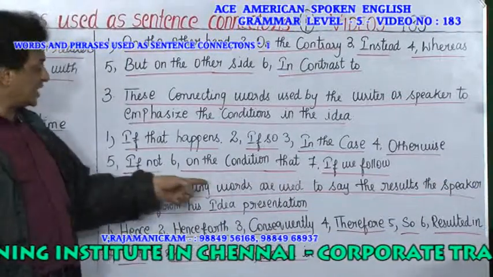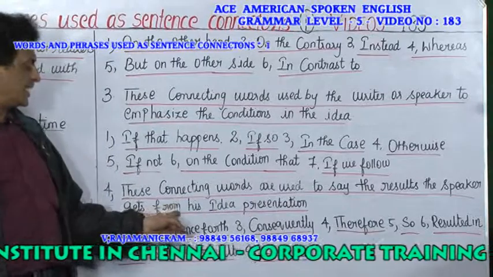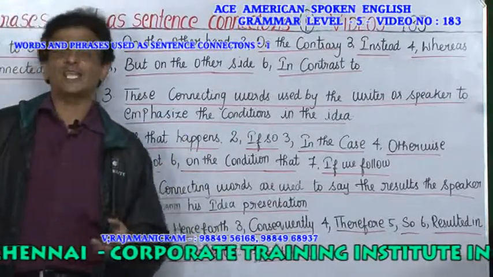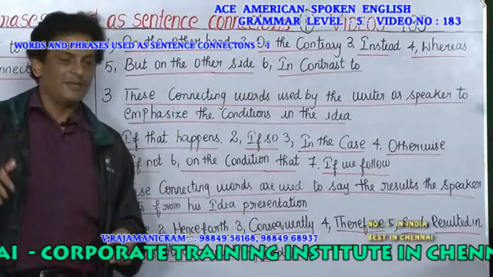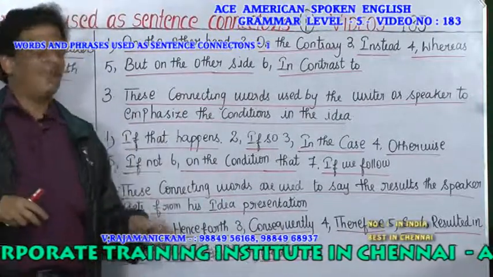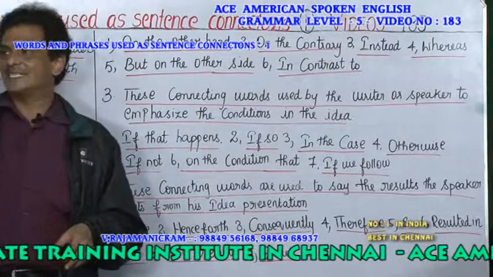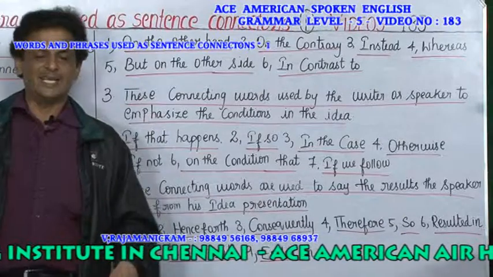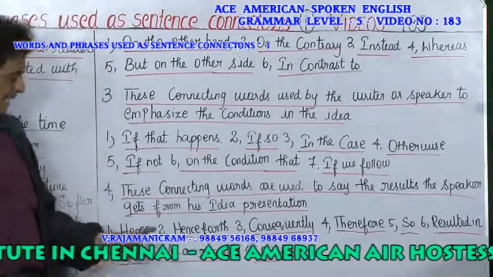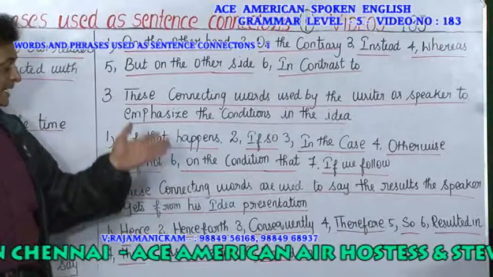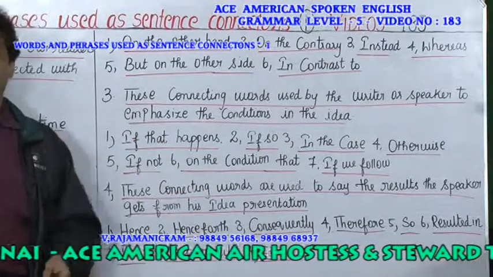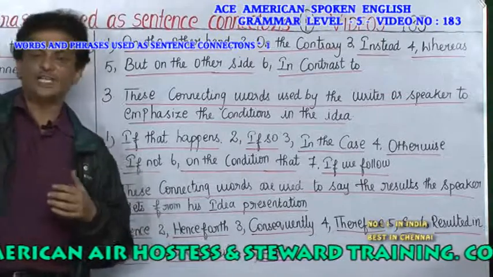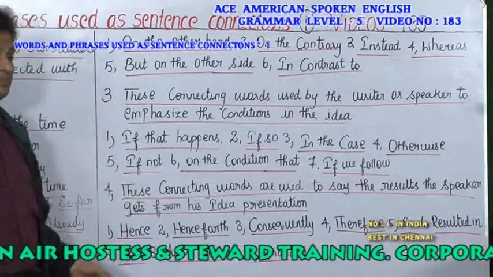Now, these connecting words are used to say the results the speaker gets from his idea presentation. Results. So whenever you want to say, because of this happened, this happened, then you are using the result words. I studied well, I got good marks. I did exercise, I became lean. So the result words. Hence என்றால் என்ன? இதனால. அப்ப இந்த வார்த்தைகள் எங்க யூஸ் பண்றீங்க? ஒன்றுனால ஒன்று விளைவாக வருகிறது, ஒன்றின் விளைவாக இன்னொன்று வரும் பொழுது இந்த வார்த்தைகளை பயன்படுத்துகிறீர்கள்.